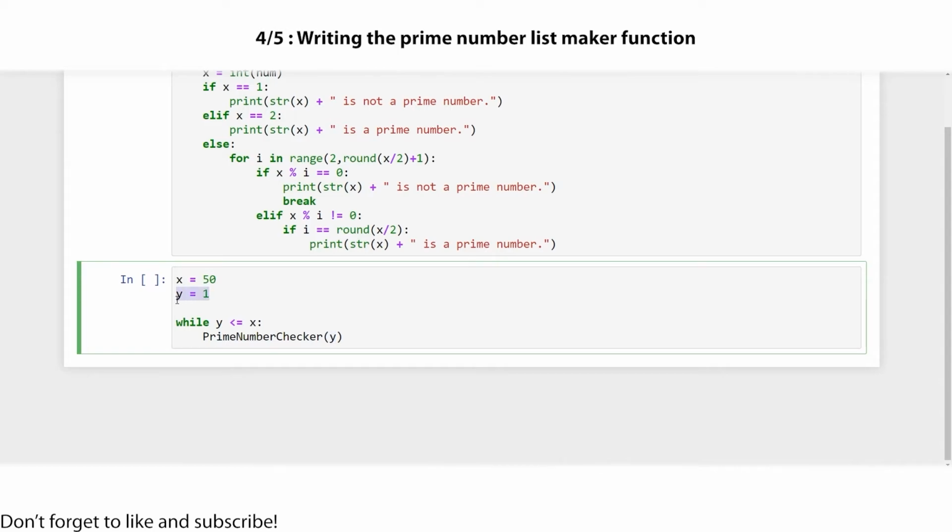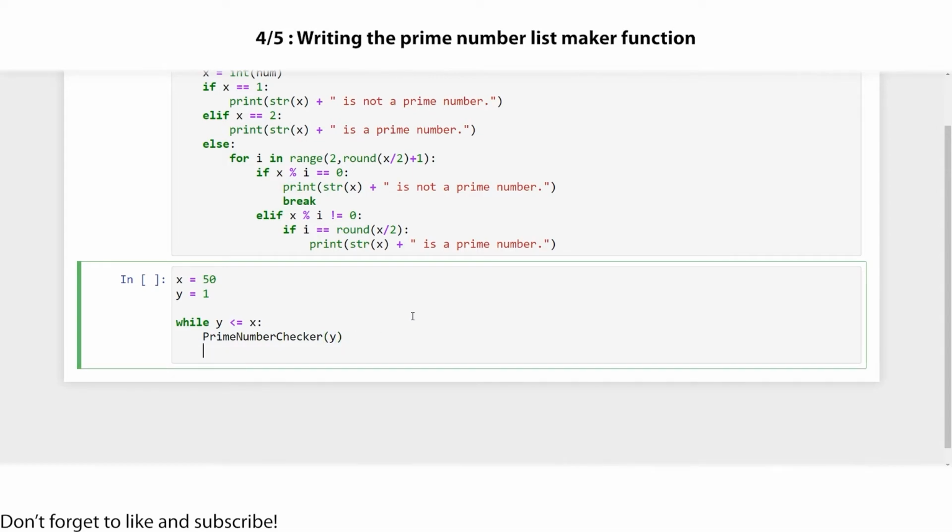Because we've set y equal to 1, this is going to start with checking the number 1. In the next loop, we want it to move up to 2, and then in the next loop after that, we want it to go to 3. So we want to tell Python that once it's checked y, we want to add 1 to it before it checks it again. It's going to keep doing this, and once it reaches y is equal to x, which is 50, then it's going to stop. So this is now going to check the numbers 1 to 50, and it's going to tell us which ones of those are prime. So let's hit run.